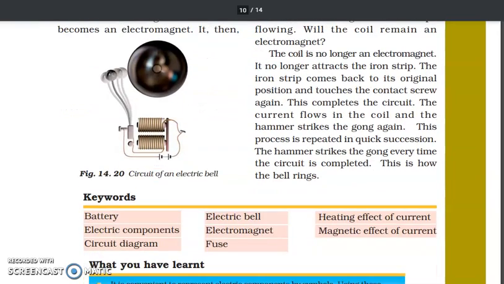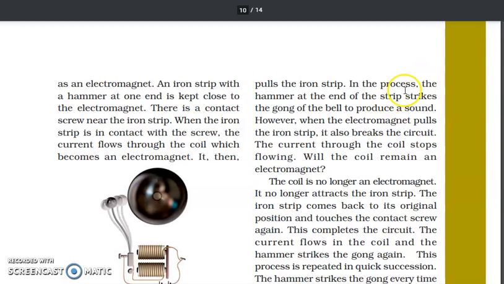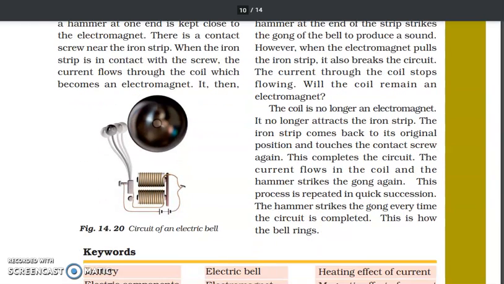It then pulls the strip. In the process, the hammer at the end of the strip strikes the gong of the bell to produce a sound. However, when the electromagnet pulls the iron strip, it also breaks the circuit. The current through the coil stops flowing. Will the coil remain an electromagnet? When the current stops flowing, it will not remain an electromagnet. The coil no longer attracts the iron strip.